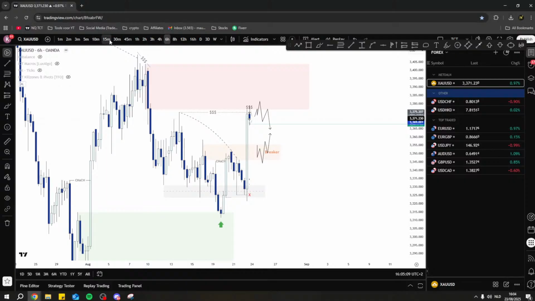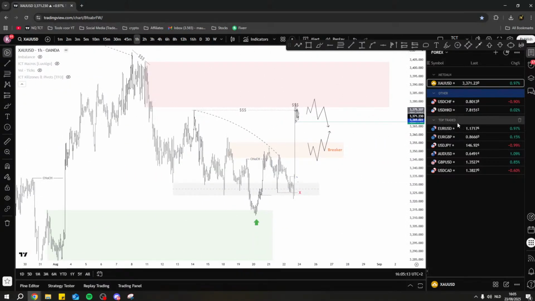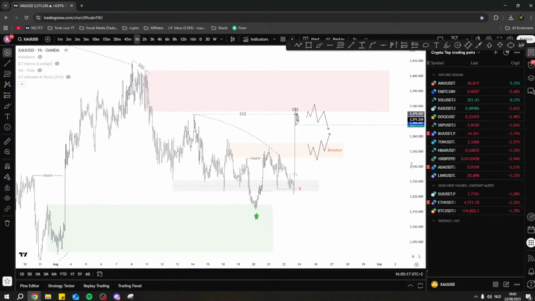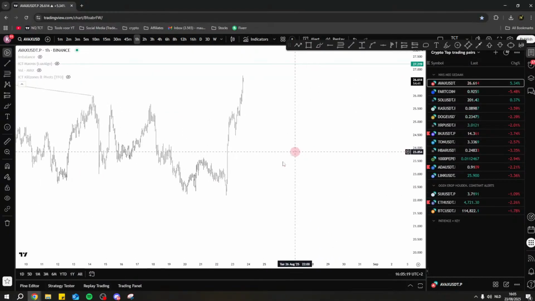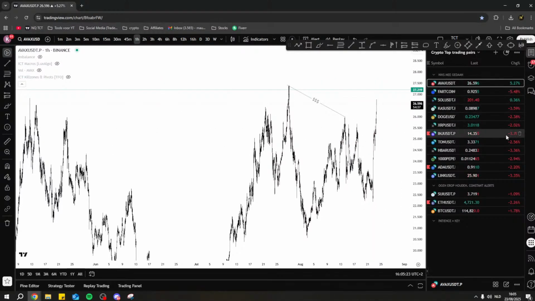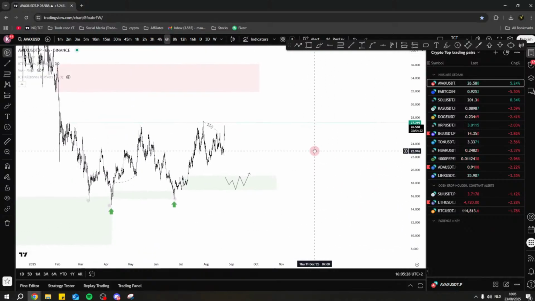Alright. That was gold. Let's check out another crypto chart. I can see AFAX is up today. Why is AFAX up compared to all of the other coins that I'm trading? Why is that?